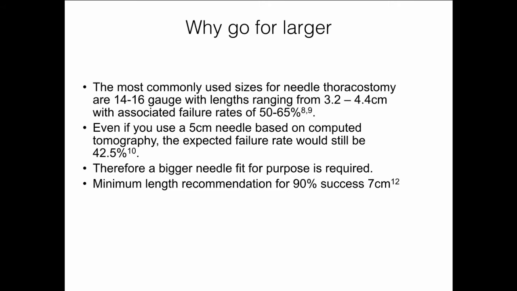The most commonly used sizes for needle thoracostomy are a 14 or 16 gauge cannula, and these lengths range from 3.2 to 4.4 centimeters. First of all, the old style cannulas we used to use 5, 6, 7 years ago with no safety features were about 4.5 centimeters in length. If you compare this to some of the cannulas we use now, they've gone a lot smaller in length, so again, it's going to make it even more difficult to penetrate. And in multiple papers, standard cannulation is associated with 50 to 65% failure rates, due to not even penetrating the patient's chest.